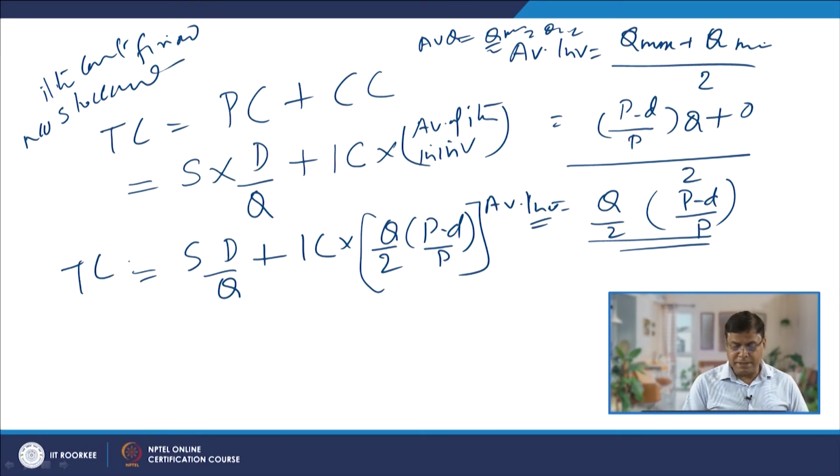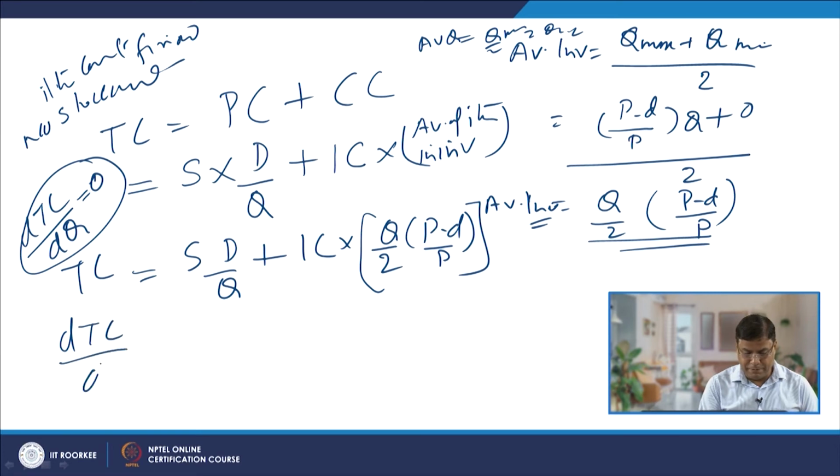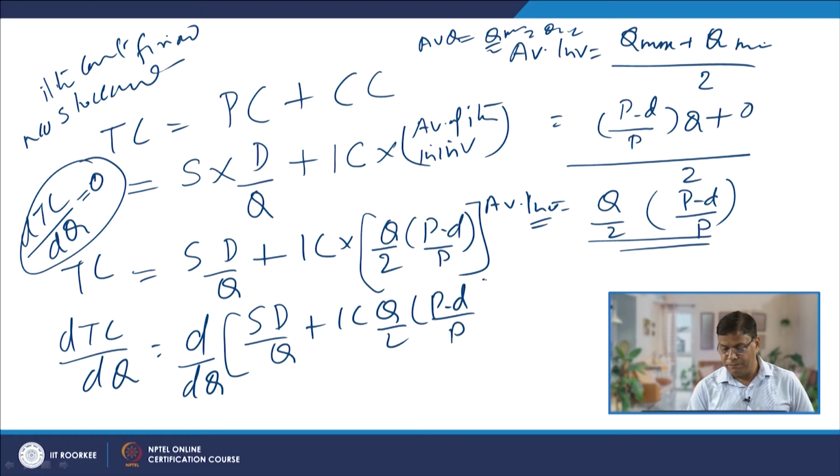Now, to minimize the total cost, again we will be using the calculus method, where we will be differentiating the TC with respect to the order quantity Q and making it equal to 0 to minimize the cost. So, TC divided by DQ, we will be differentiating this entire expression, S D by Q plus I C into Q by 2 into P minus D by P. This will be made equal to 0.